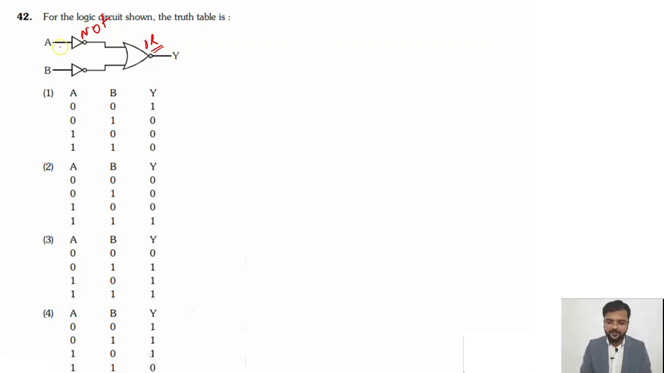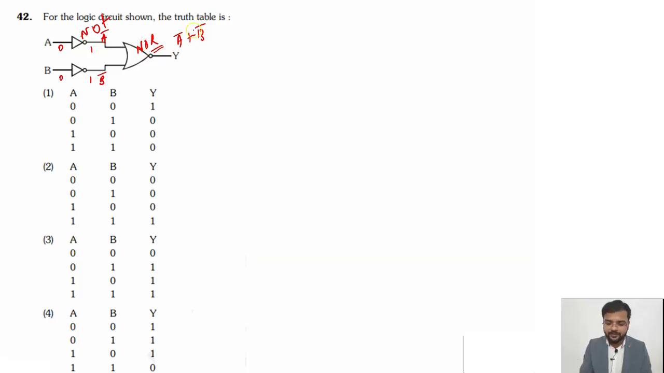Let's suppose I give 0 0 as input. This is NOT, so it will be reversed and I will get 1 1, and then the OR gate. Here is A, here we get A bar, here we get B bar, and here we get A bar plus B bar. So this is not just an OR, there is one round circle also, so this is the NOR gate.